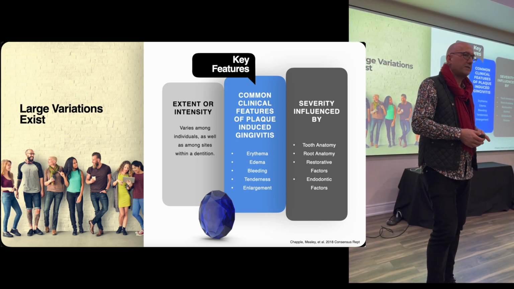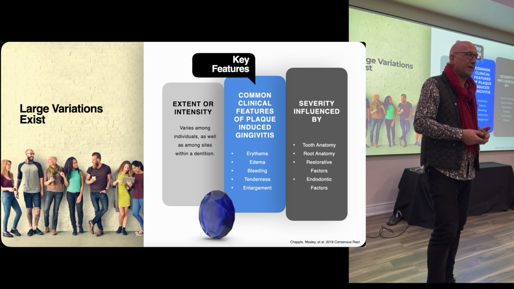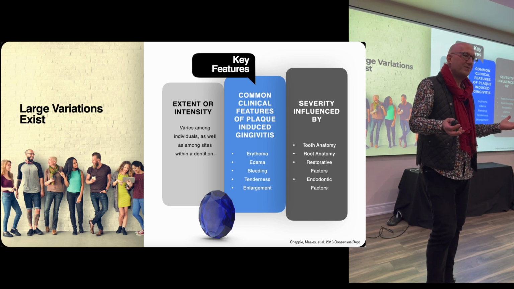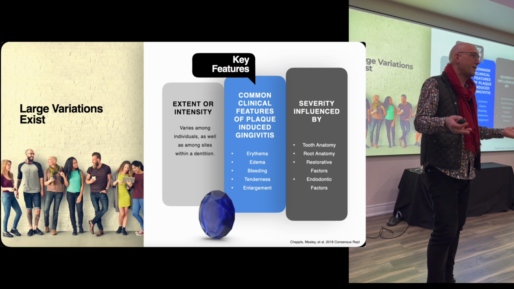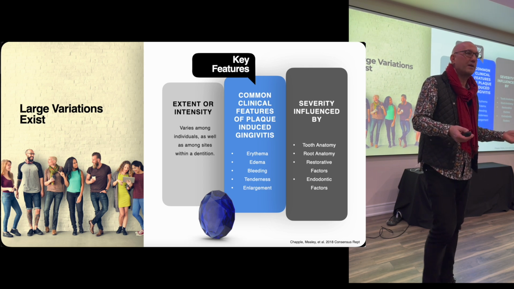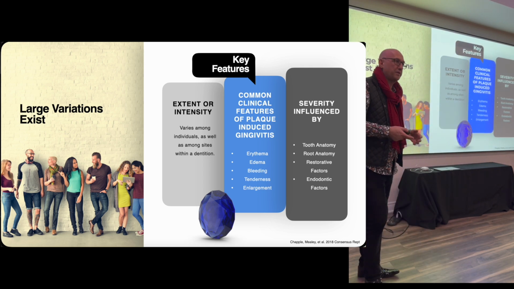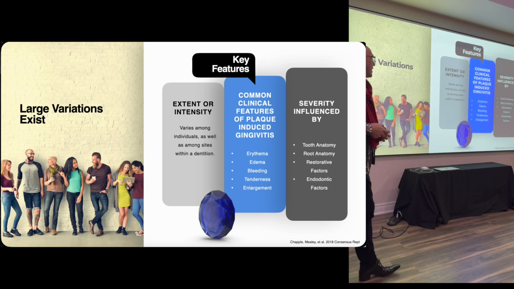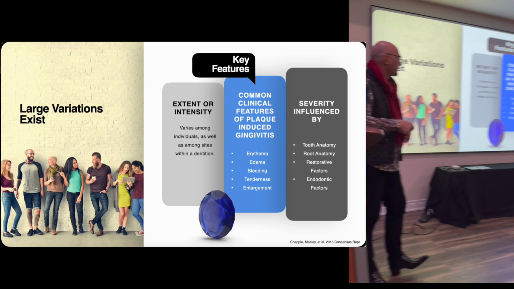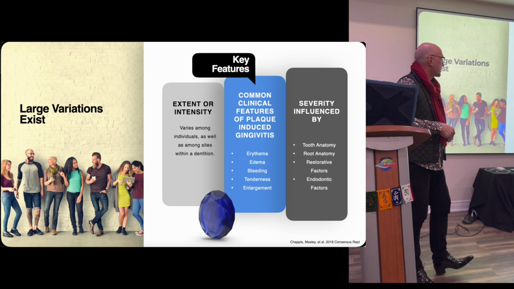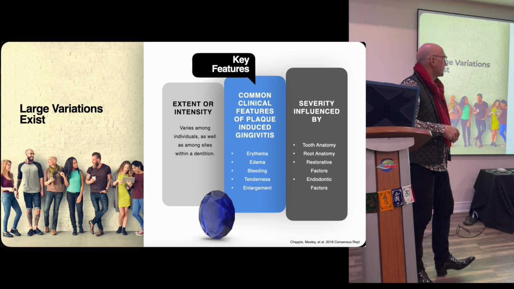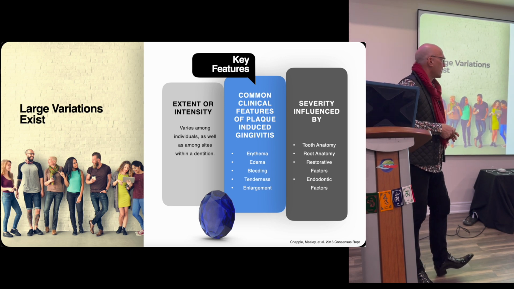So one of the things that we love to do is use disclosing agents. And I don't know why we ever stopped using disclosing agents. They're so useful. Maybe because they're messy and it takes time. That's probably why. But they're really helpful with showing patients where they're missing. And we talked about the common clinical features, and the severity is influenced by these factors here.